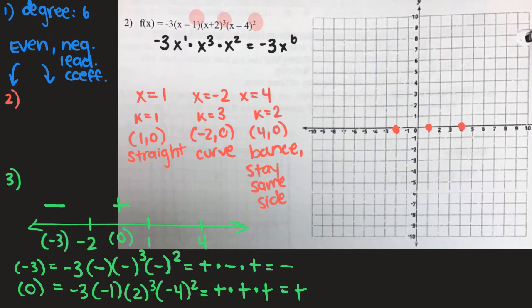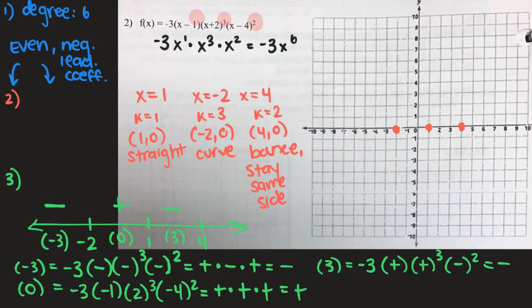So if I plug in a random number like 3, I have negative 3 times a positive value. So I'm just going to put positive. Okay? Positive to the third power. And then it's going to be negative squared. Well, a negative squared is still positive. So we have a negative times a positive times a positive times a positive. This overall is going to be negative.